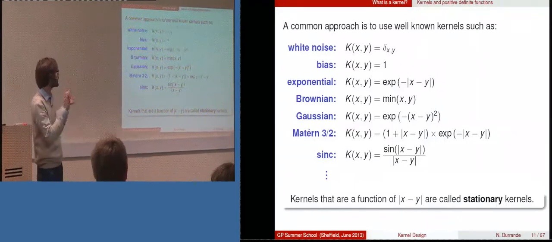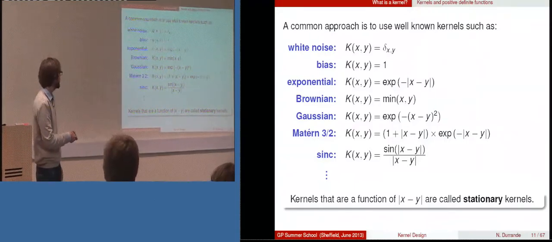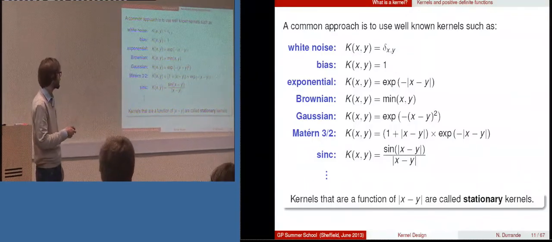And you can make two big classes of covariance functions. The ones that are functions of x minus y, which are called stationary kernels, and the ones that are not. So for example here, they all are stationary kernels except the Brownian.